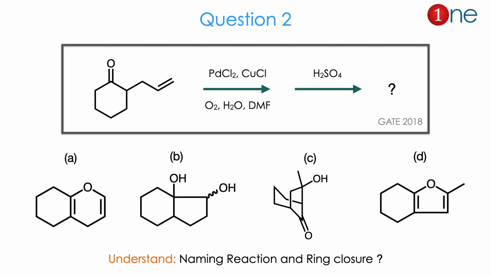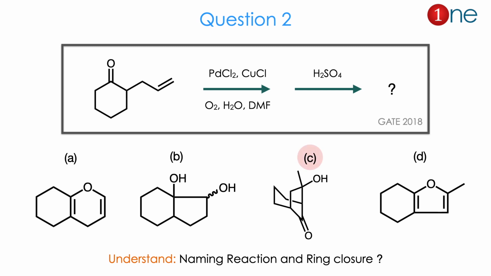Then question number 2. The starting material is a 6-member ketone with an allyl side chain, so the terminal alkene group is there. You are using palladium chloride, copper chloride, oxygen, water and DMF, where DMF is a solvent, and then sulfuric acid. They ask you to find the product. The product can be a bicyclic fused ring of 6-member and a heterocyclic ring, or a 6-member and 5-member ring, or a 6-member and 5-member aromatic ring, or a bridged system. So there are many possibilities. From the reagents you might guess a named reaction is involved, and definitely the ring closure possibility is the real question here. The answer is C.